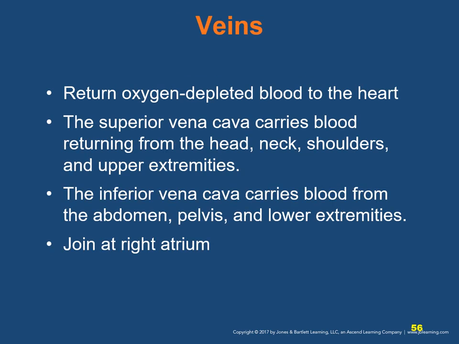Veins return oxygen-depleted blood to the heart. The blood moves from the venules to the heart via a network of larger and larger veins. The major veins are the superior vena cava, which carries blood returning from the head, neck, shoulders, and upper extremities.